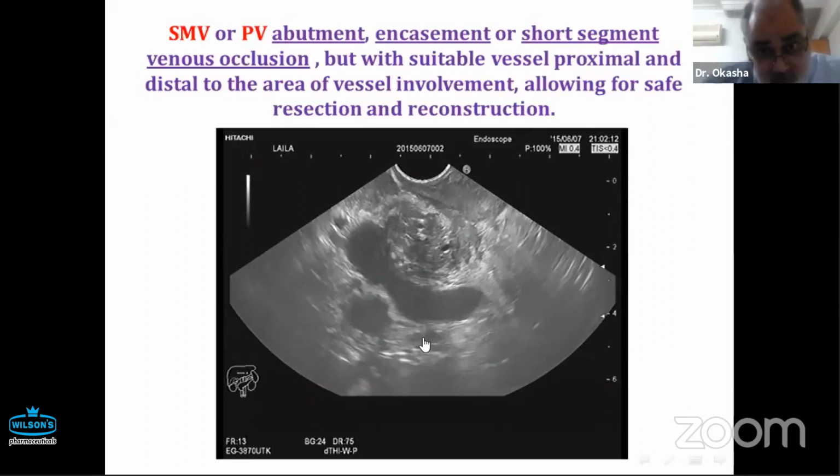Some surgeons, very competent, experienced surgeons, can go for that and do vascular reconstruction. But most prefer to refer the patient for neoadjuvant chemotherapy, for an easier operation and better outcome regarding the recurrence of the tumor.